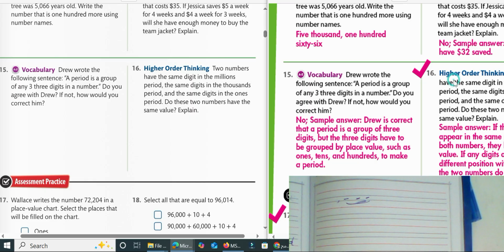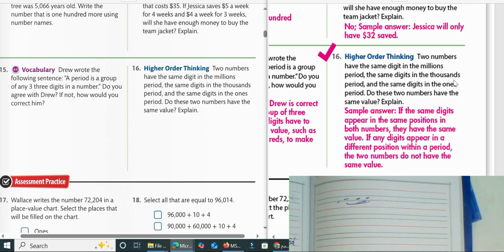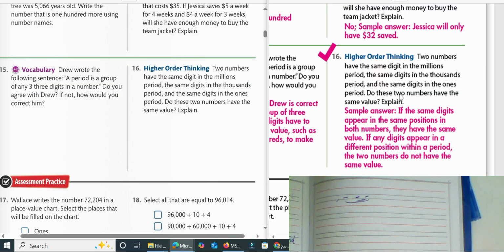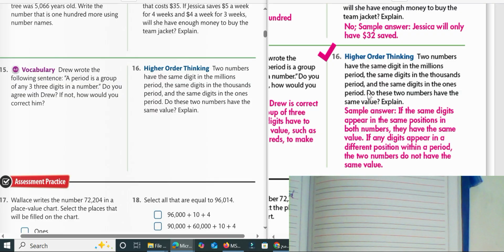Question number 16. Higher order thinking. 2 numbers have the same digit in the millions period, the same digit in the thousands period, and the same digit in the ones period. Do these 2 numbers have the same value? Explain. If the same digit appears in the same positions in both numbers, they have the same value. If any digit appears in a different position within a period, the 2 numbers don't have the same value. Understood this question?